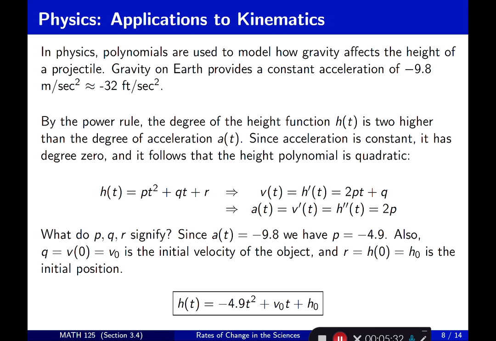So you can write the height as h of t equals negative 4.9 t squared plus v naught t plus h naught. You can use this formula. Toward the end of the semester, we're going to ask you to do a process called antiderivative, and you can derive this formula every time.